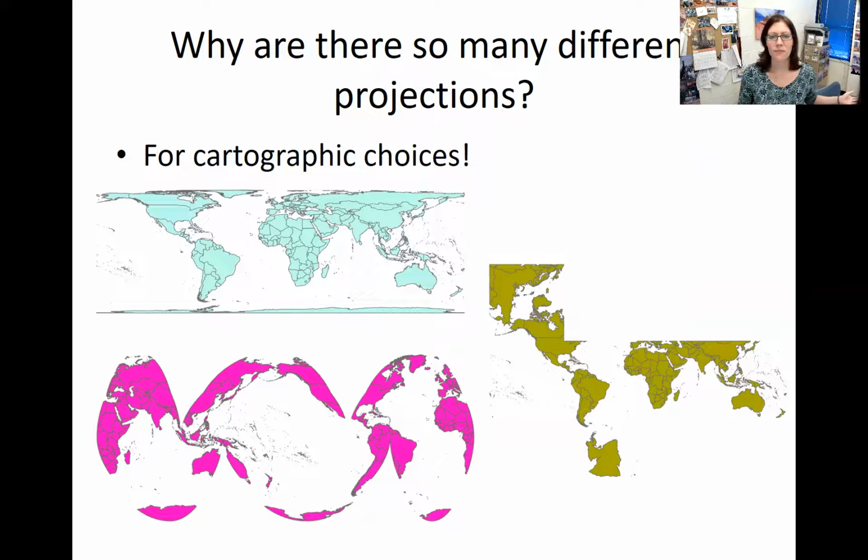So why do we have so many different projections? Those are all for different cartographic choices, right? Depending on what it is you want to display, depending on what you want in the center of your map versus on the edges of your map, depending on whether you want to focus on the oceans versus focusing on the continents, whether you want equal area, like this one type of projection, I think this is equal area too, versus some other similar shape or similar direction. All of those are cartographic choices, depending on what you want to show people.